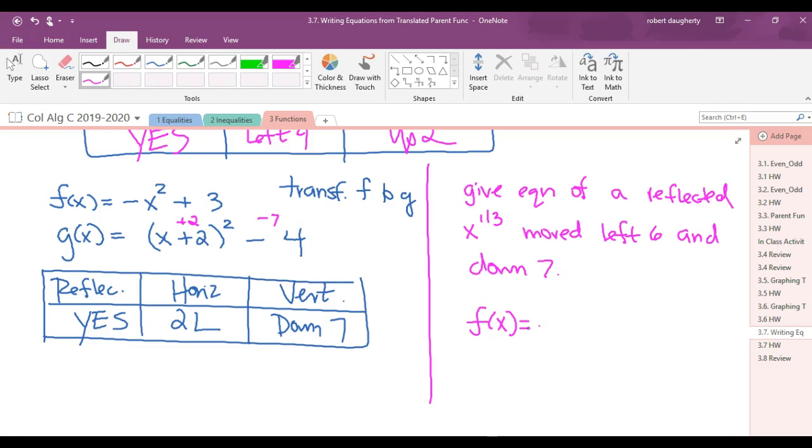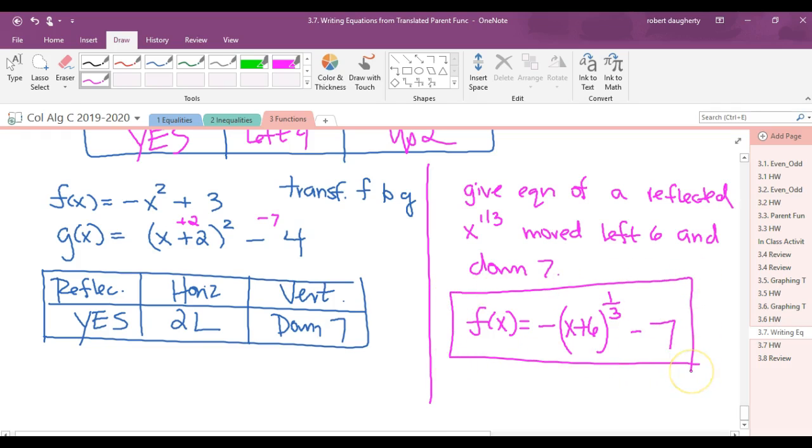It starts with a negative, okay? That's the reflection, okay? And then how do I move it to the left 6? Yeah, so that's x plus 6, okay? And it's based on which function? To the 1/3, okay? And then how do I move it down 7? Yeah, -7 on the tail end, okay? And there we go, okay?